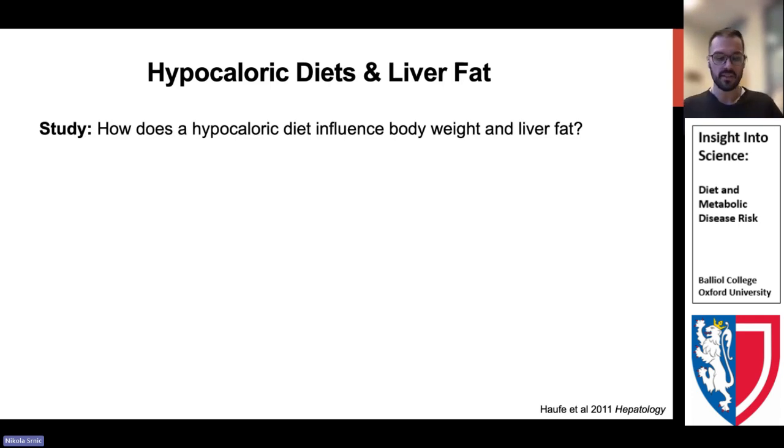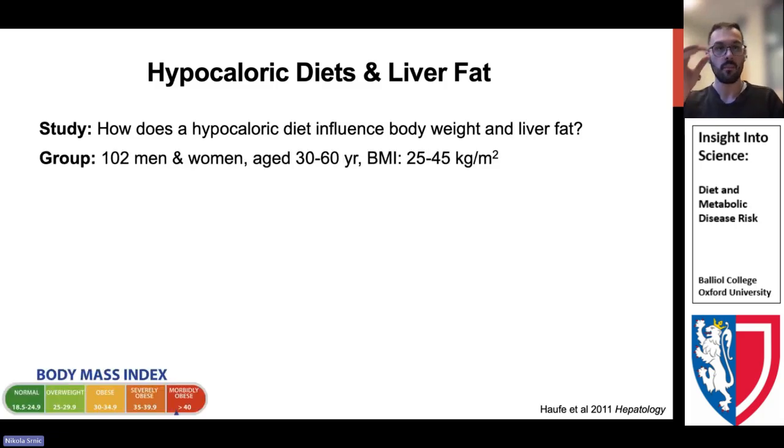studies, there was a study that looked at how a hypocaloric diet influences body weight and liver fat. What this study looked at was about 100 men and women who had an age of 30 to 60 years and had a BMI between 25 and 45. So age range of 30 to 60 is quite big. And a BMI of 25 to 45, I'm not sure if you're familiar with this metric, but a BMI of 25, as you can see in the bottom left, is the cutoff between normal weight and overweight. And someone with a BMI of 45 is quite obese, and at that point, they would qualify for bariatric surgery. So again, a huge range of people.